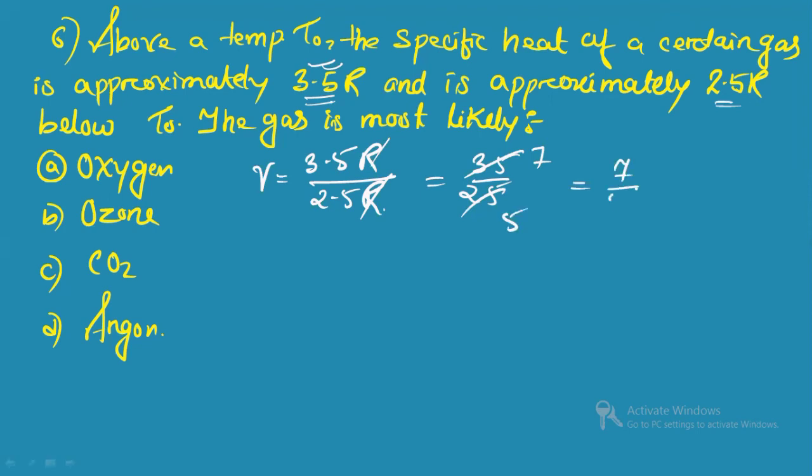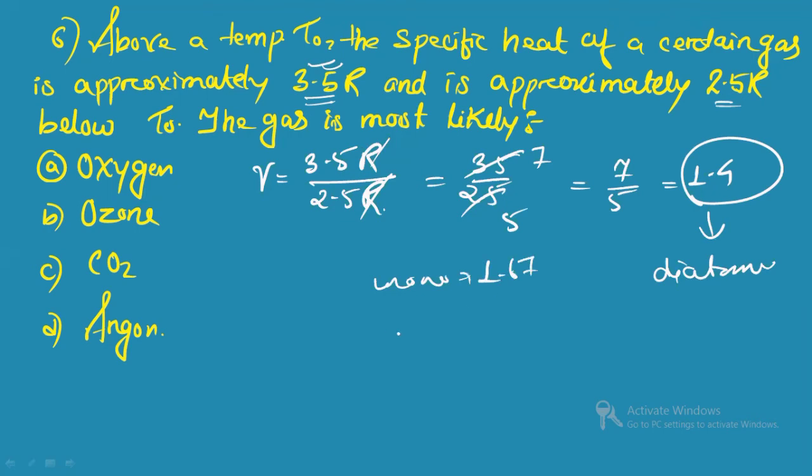So you are getting this to be 7 by 5. When you take this simplification, then you will see the value will be how much? 1.4. So you have already seen the value of gamma is 1.4 for diatomic, because for monoatomic it was how much? It was 1.67, right? For diatomic it was how much? 1.4, and for triatomic it was how much? 1.33.